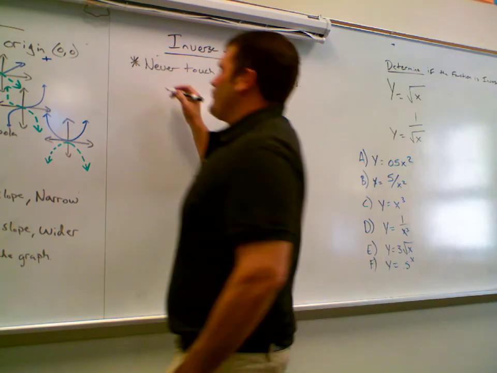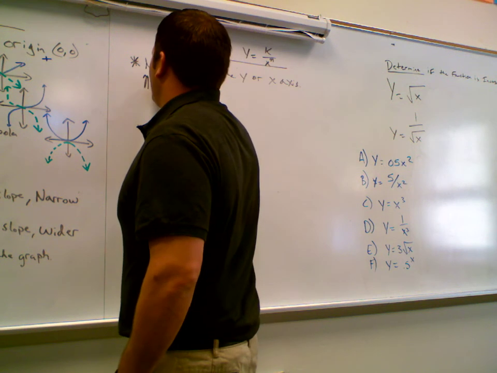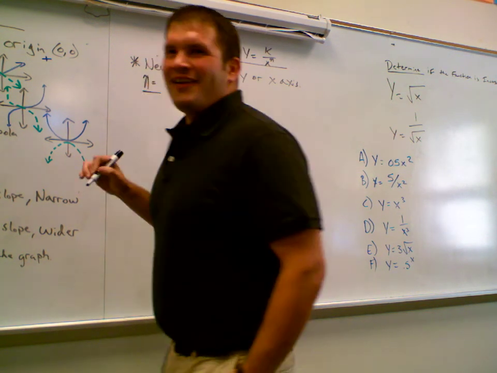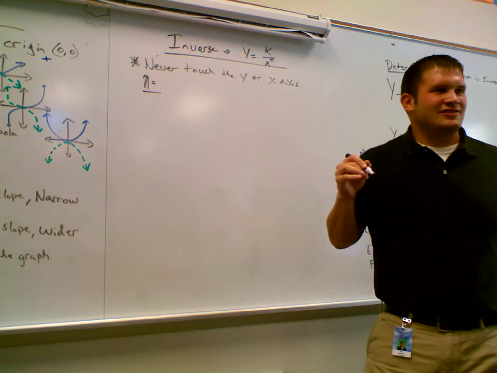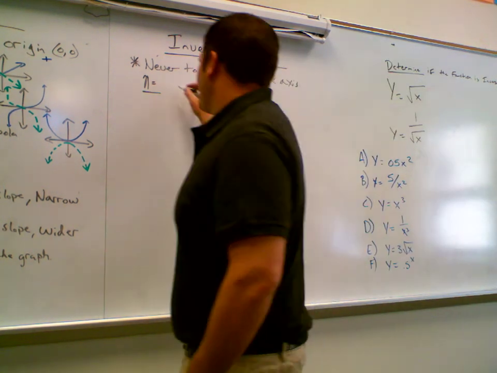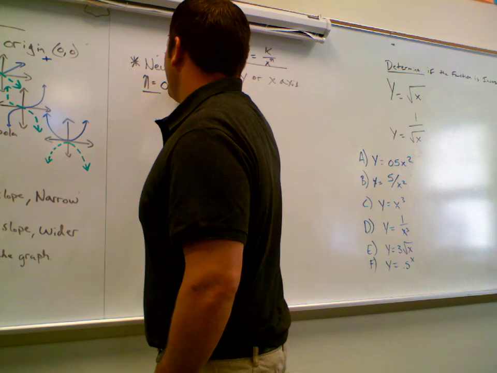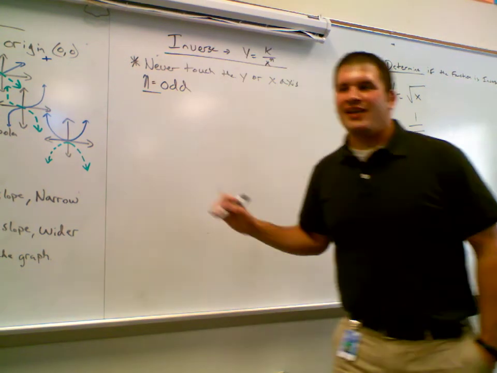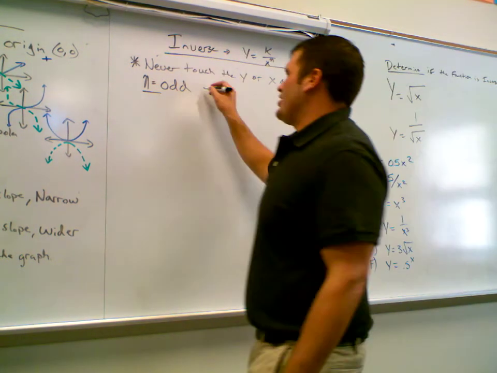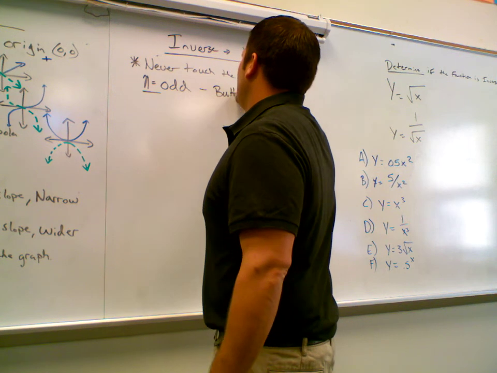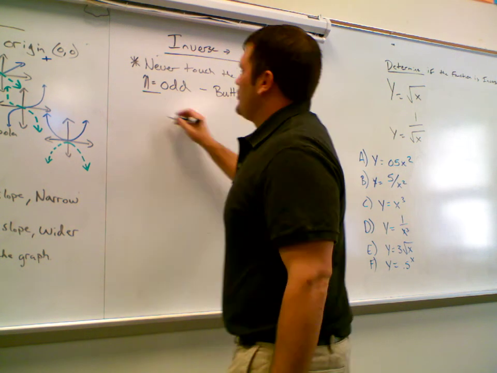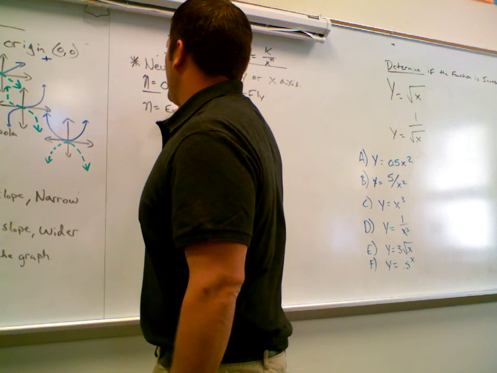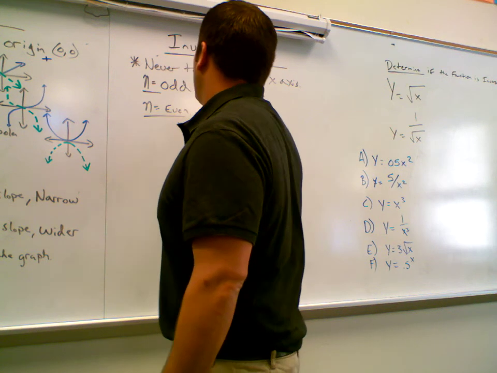How do I get a butterfly? If my n is odd, then we get a butterfly. If n is even, we get volcanoes.